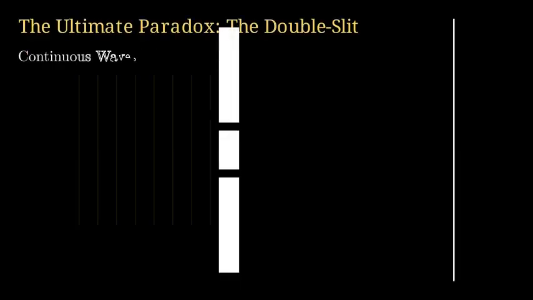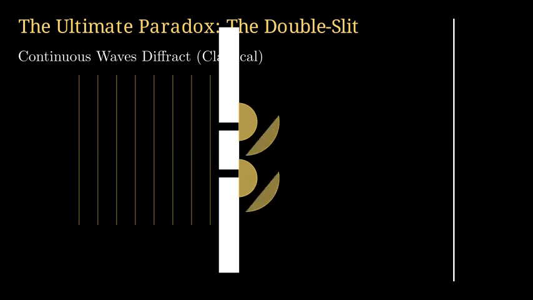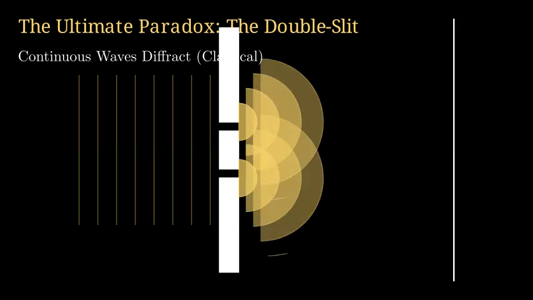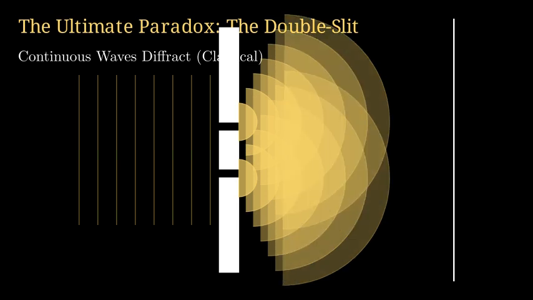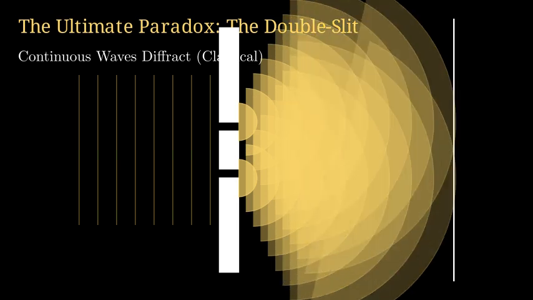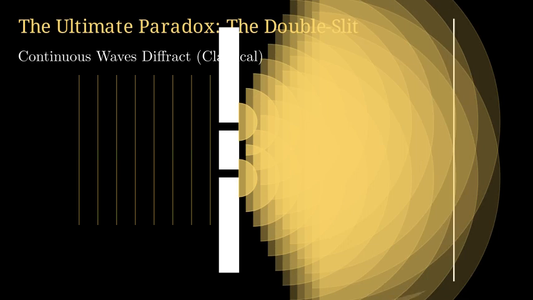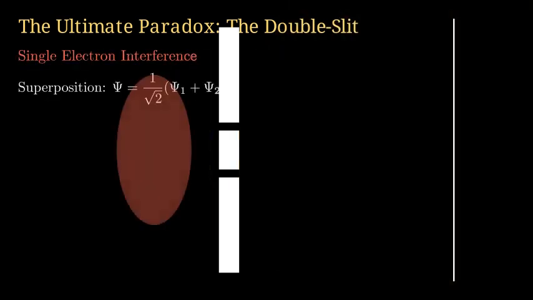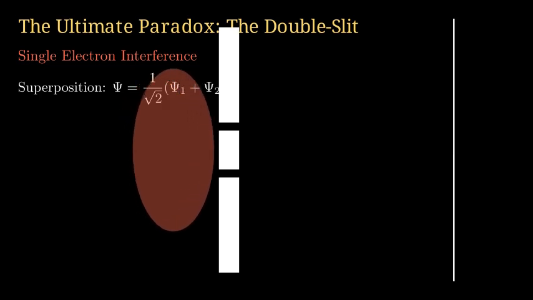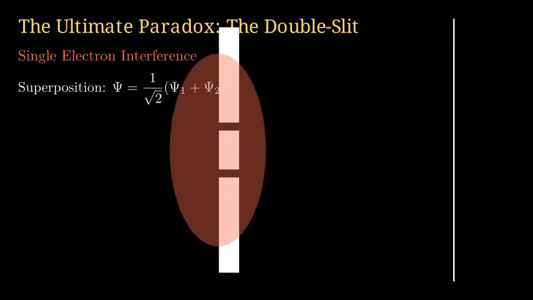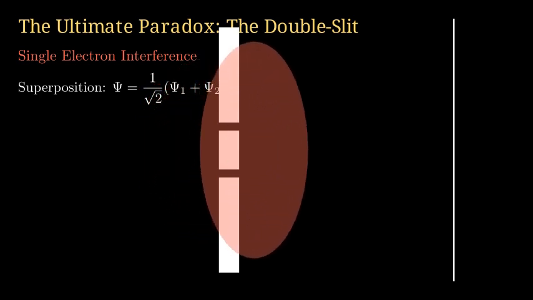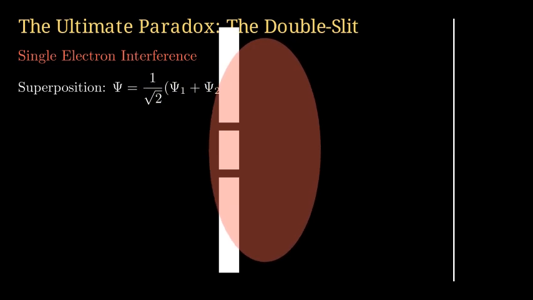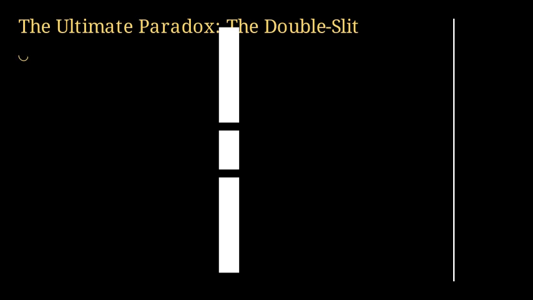To understand the ultimate quantum paradox, we must first look at light. When a continuous light wave hits a double slit, it divides, diffracts, and creates a classic interference pattern. But what happens when we fire a single, isolated electron? Standard physics claims this point particle magically smears into a superposition, traveling through both slits at once to interfere with itself. Geometry utterly forbids this mysticism.